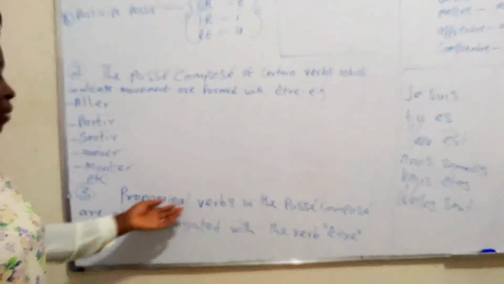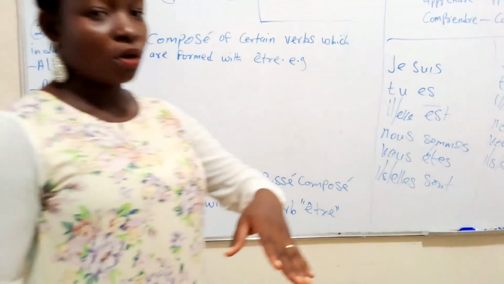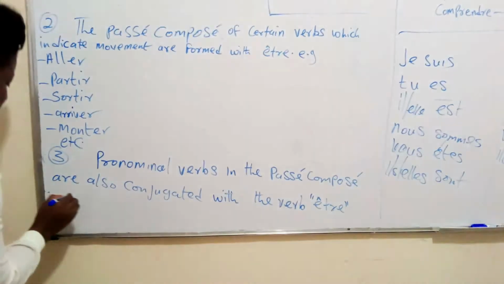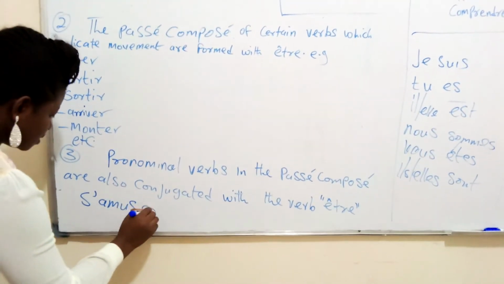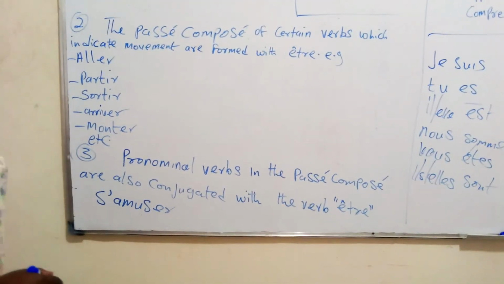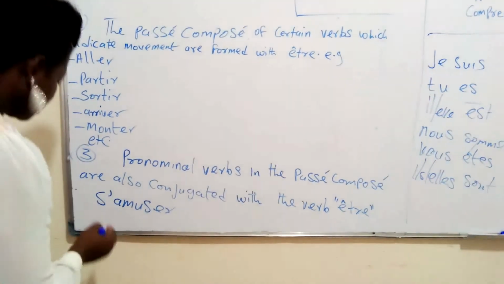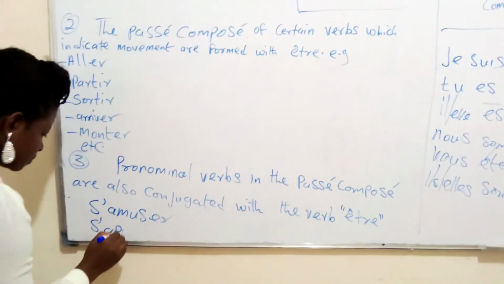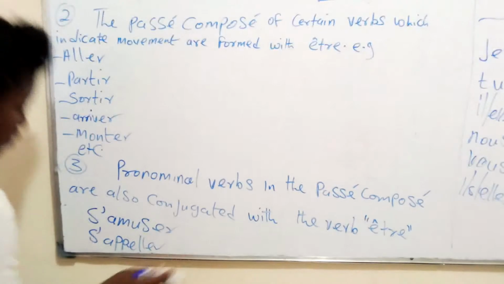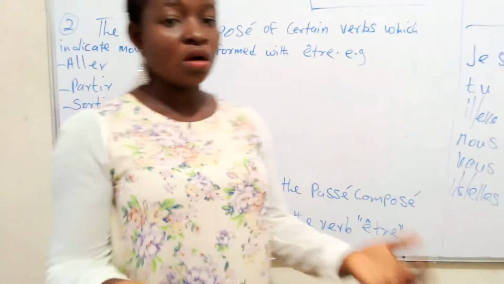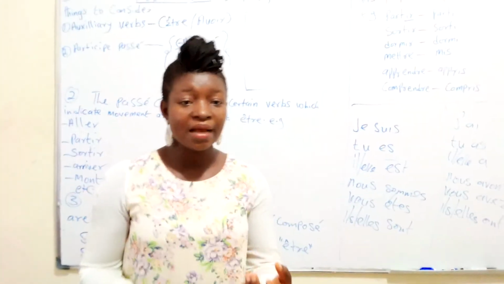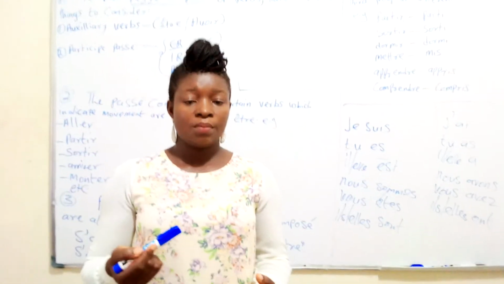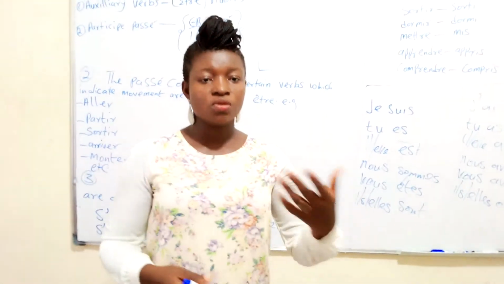So we have number 3, pronominal verbs in the passé composé are also conjugated with the verb être. You know pronominal verbs are verbs like s'amuser, s'appeler, and so on. Those are pronominal verbs, and we've learned how to conjugate these pronominal verbs. So when you are talking about passé composé, concerning pronominal verbs, you use être.